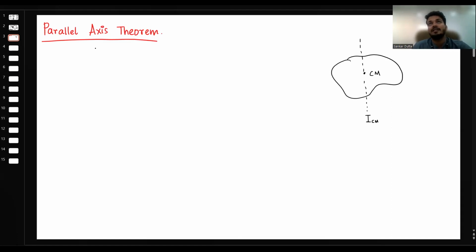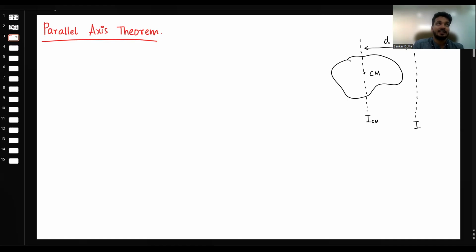Okay. Now, imagine we know for a body the moment of inertia about the axis passing through the center of mass is ICM. And I want to find the moment of inertia about an axis which is at a distance of d, and it is parallel. As the name suggests, this theorem is only valid for parallel axes. You cannot find it for any random axis. You can't do it.